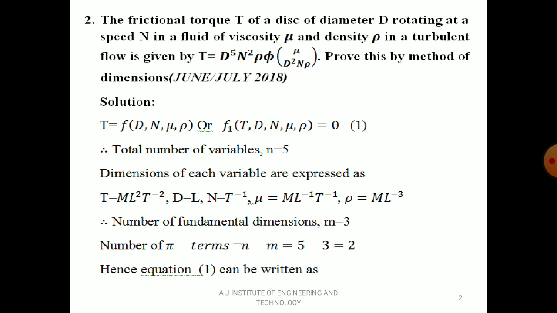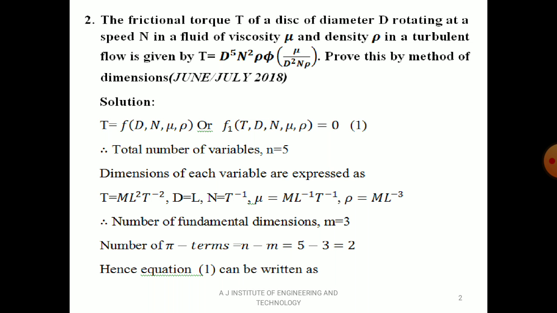Or we can rewrite that expression as f1 of T, d, n, mu, rho equal to 0. Take it as expression 1. Now we can count the number of variables, including both independent and dependent variables. So here T, d, n, mu, rho, the number of variables n equal to 5.